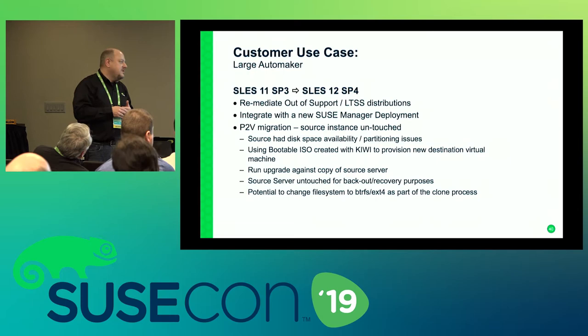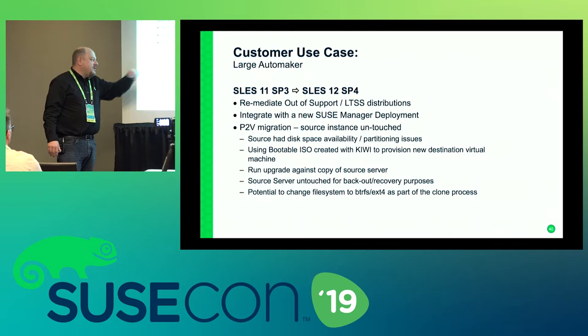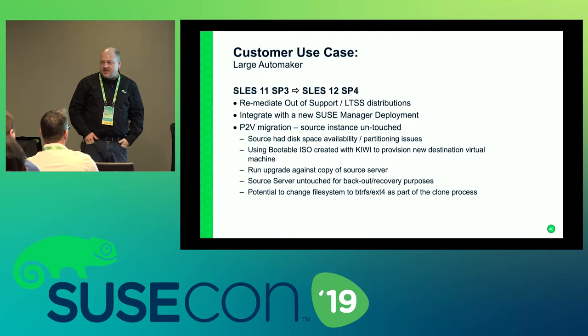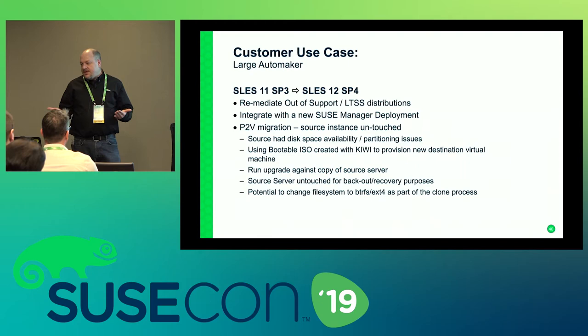Basically, they created a bootable ISO with Kiwi to provision the new destination machine, did the clone, and then ran the upgrade against the clone instance, leaving the source intact so that they had a recovery point. After everything was upgraded, they'd shut off the source machine and leave it in the rack to fail back to in case there was a problem, but basically move forward with that consolidated virtual machine and an upgraded environment.